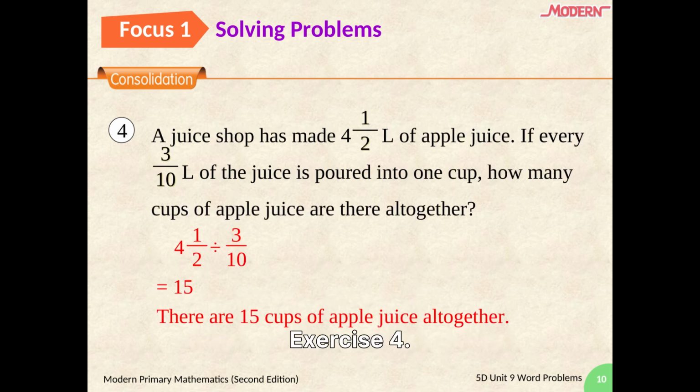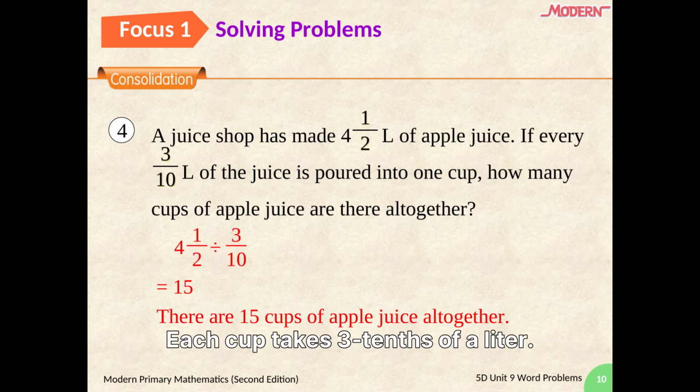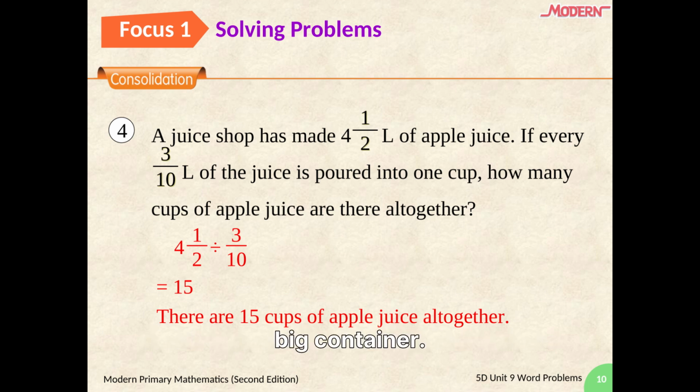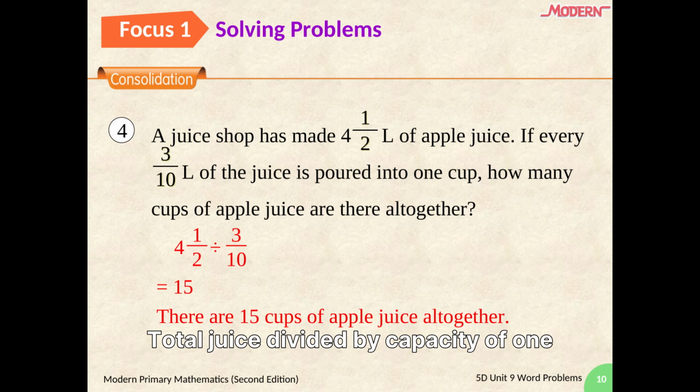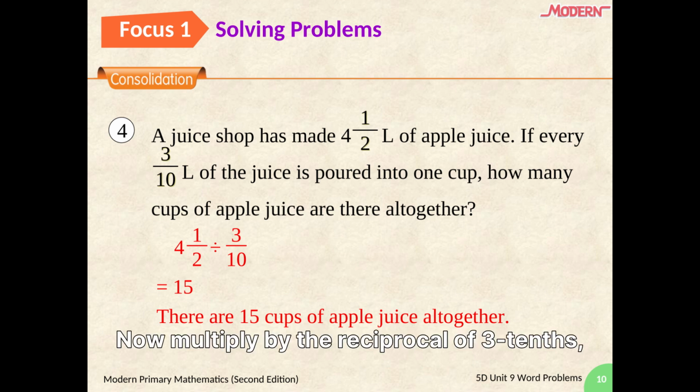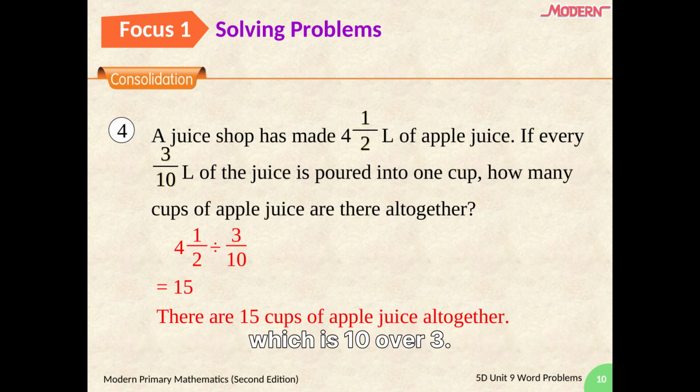Last one. Exercise 4. A juice shop made 4.5 liters of juice. Each cup takes 3/10 of a liter. How many cups? Thinking way: we're filling cups from a big container. Total juice divided by capacity of 1 cup. 4.5 divided by 3/10. 4.5 becomes 9/2. Now multiply by the reciprocal of 3/10, which is 10/3.